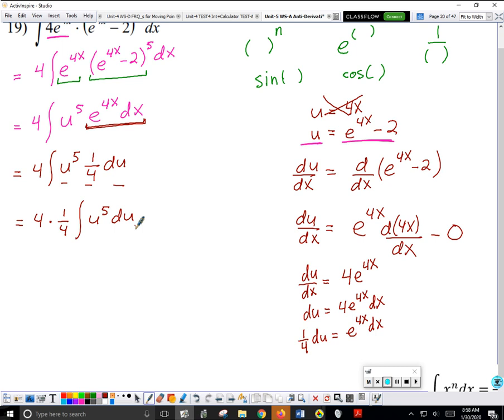When you're finding an antiderivative, you always end with the pink sheet. So you grab the pink sheet and you go, oh, that one's easy. That antiderivative is u to the 6th over 6. Done. Except that I need to remember, u is really that. So I write for my final answer, e to the 4x minus 2.